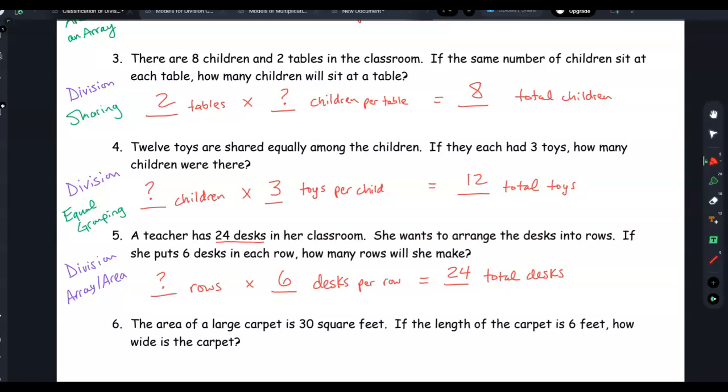The area of a large carpet is 30 square feet. If the length of the carpet is 6 feet, how wide is the carpet?